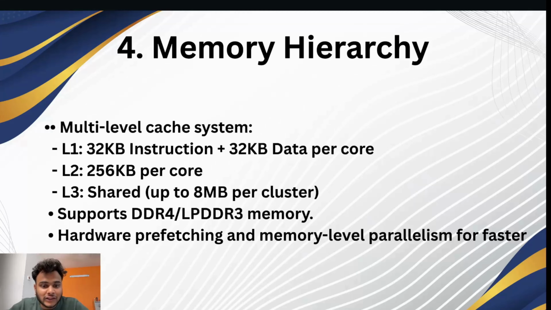Memory hierarchy. Next is the memory hierarchy. Skylake uses a three-level cache system for faster data access. Each core has a 32 KB instruction cache and a 32 KB data cache at level 1. At level 2, there is a 256 KB cache per core, and finally a shared L3 cache that ranges from 2 to 8 MB per cluster. Skylake also supports DDR4 and LPDDR3 memory, which provide higher bandwidth to reduce memory delays. It uses hardware prefetching and memory level parallelism, fetching the data that's needed. Let's move to the sixth slide.